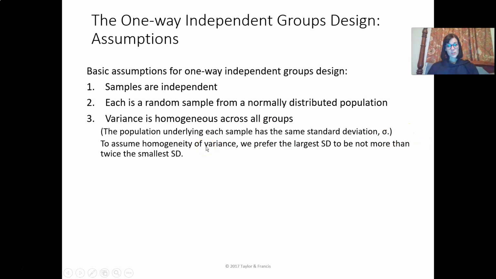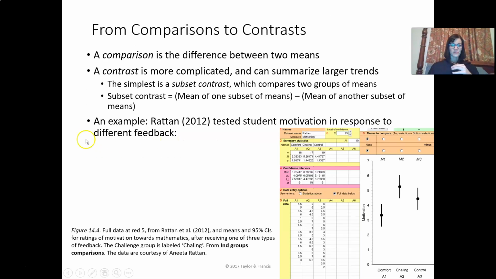To assume homogeneity of variance, we want to make sure, and I've told you this rule of thumb before, this is true for pairwise comparisons in our two-group between-groups designs: the largest standard deviation should not be 2 times larger than the smallest. So we want to make sure they're within that range.